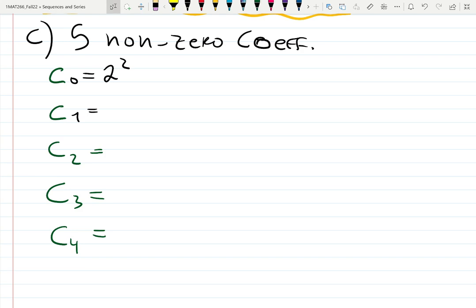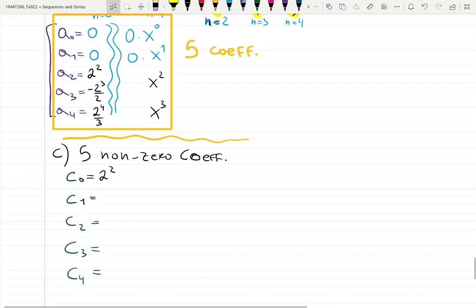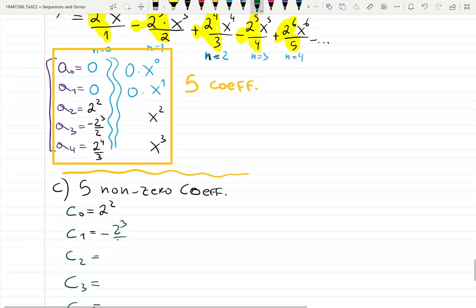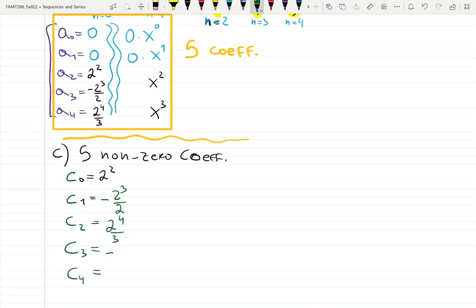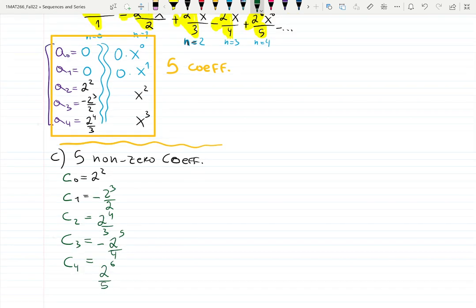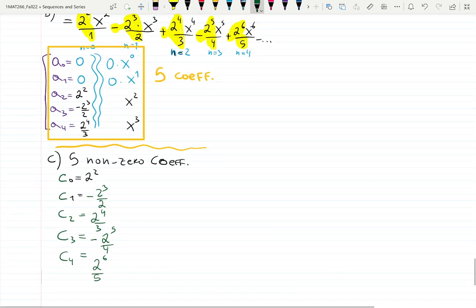So we're going to have 2 squared over 1, minus 2 cubed over 2, 2 to the 4 over 3. Now you can see the pattern. I don't even have to look it up anymore. Minus 2 to the 5 over 4, plus 2 to the 6 over 5. Let me check. Looks good. Matches with yellow. Those are 5 non-zero coefficients.